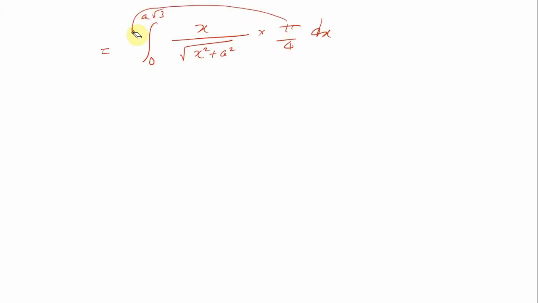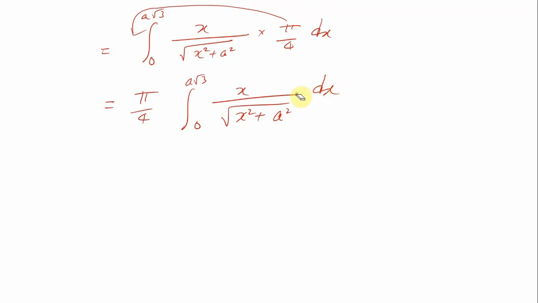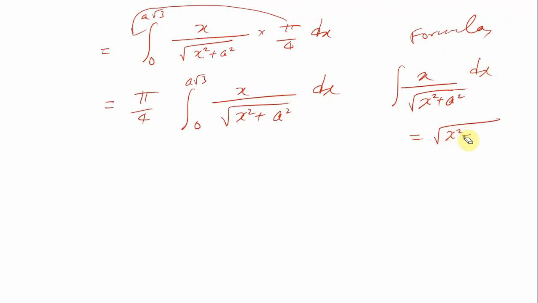So pi by 4 is constant, so please bring it outside. This will be equal to pi by 4 integral 0 to a root 3, x divided by square root of x square plus a square dx, students. So now we can just simplify. So I'm going to use the formula again. So the formula says that integration of x divided by square root of x square plus a square is nothing but a direct formula. I'm going to use square root of x square plus a square. So this is a standard formula. You have to remember this formula, students. Very important, very easy to remember.